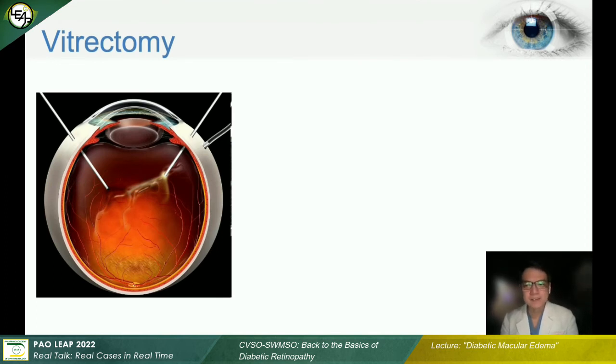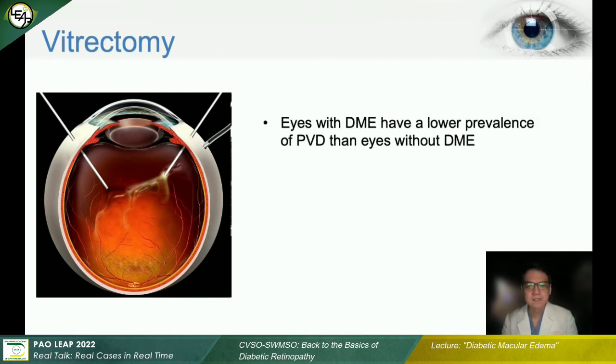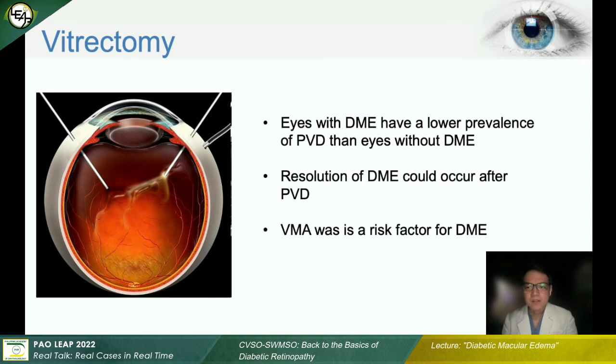The idea that vitreomacular adhesion might promote DME arose from the observation that eyes with DME have a lower prevalence of posterior vitreous detachment compared to eyes without DME. The subsequent observation that resolution of DME could occur after PVD strengthened the plausibility that surgical induction of a vitreomacular separation might improve DME. With the advent of OCT, vitreomacular adhesion was shown to be a risk factor for the development of DME. Vitrectomy for diabetic macular edema was first reported in 1992.